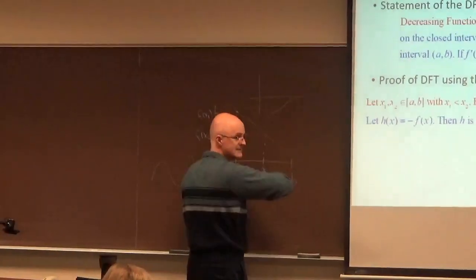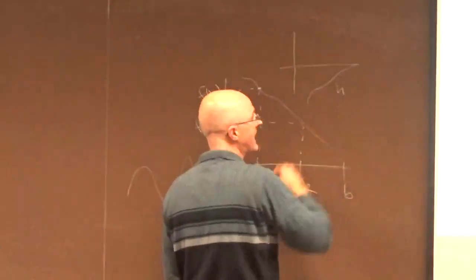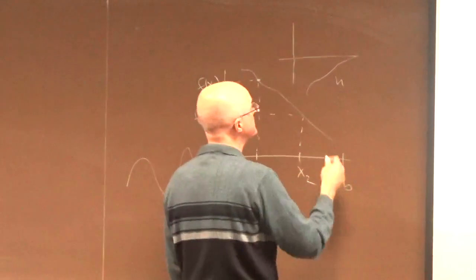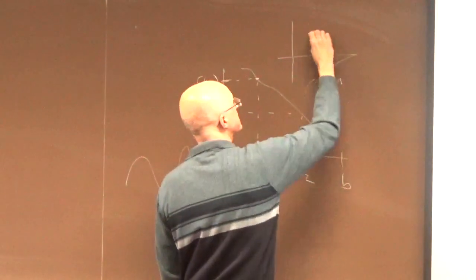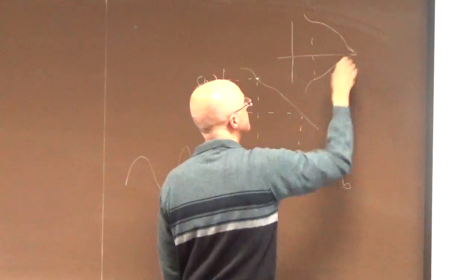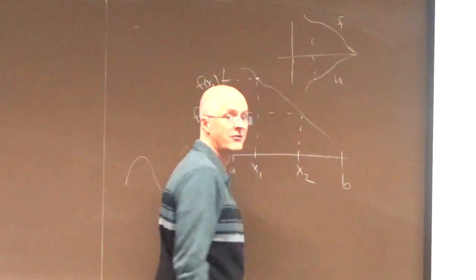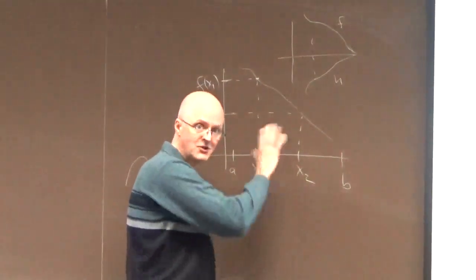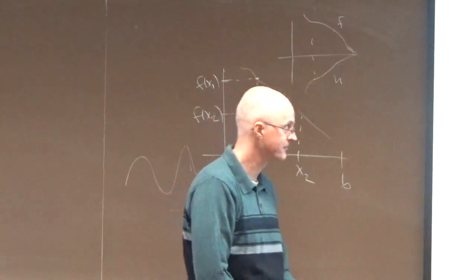It doesn't have to be above the x-axis. It could be below the x-axis. That would be the graph of h. And then since h of x is the opposite of f of x, it will be the reflection across the x-axis, something like that. That means f will be decreasing. I'm not trying to draw the pictures perfectly here.